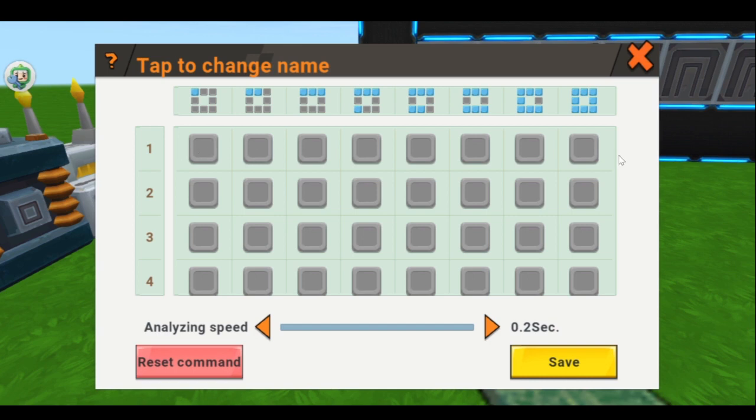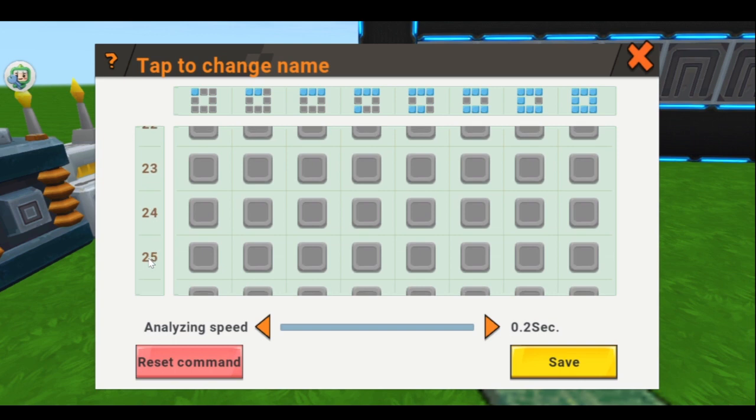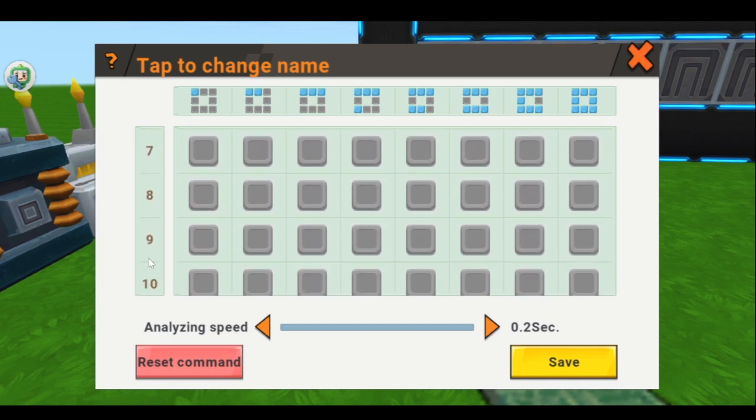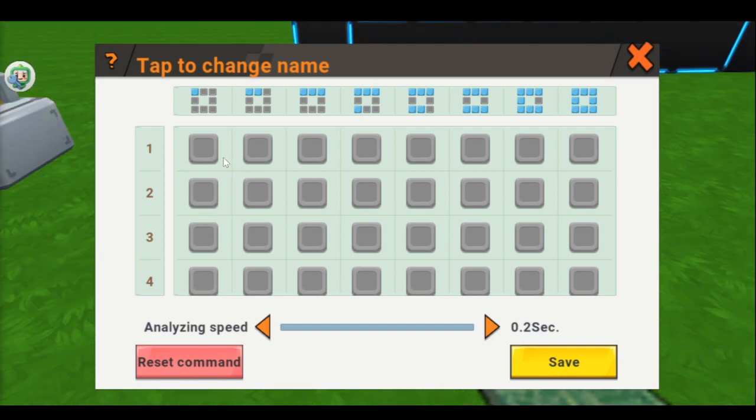At the top, you are going to see the different channels, okay? And here you can see the different ticks, okay? You can have up to 32 ticks per command chip. And what you can tell the game is what channels are going to be activated every tick, okay? So let me start with it. What we are going to do is activate all the channels at the beginning, okay?